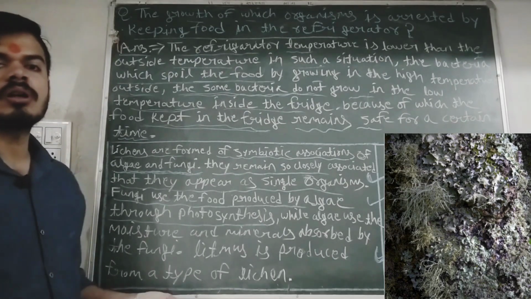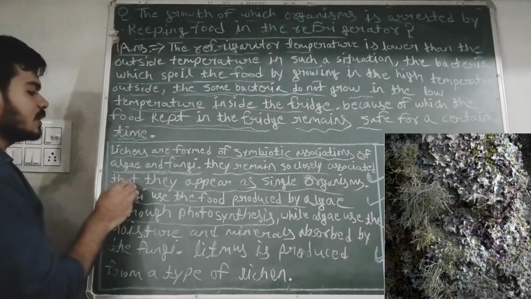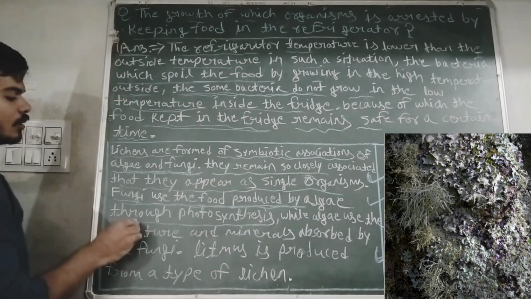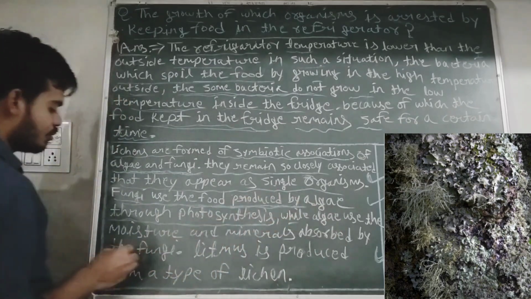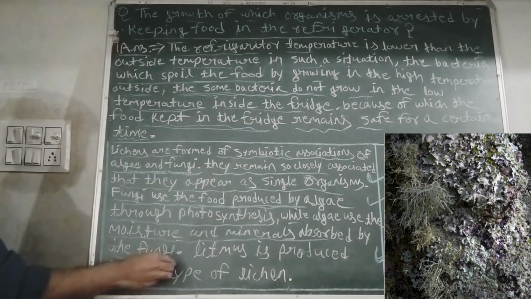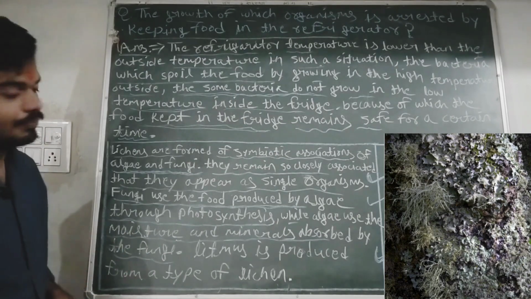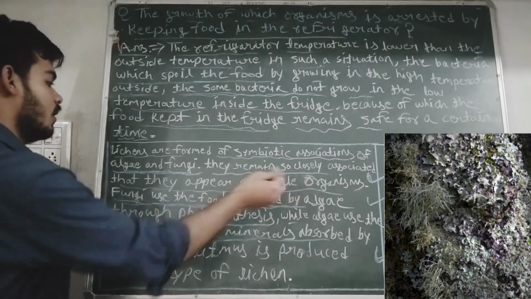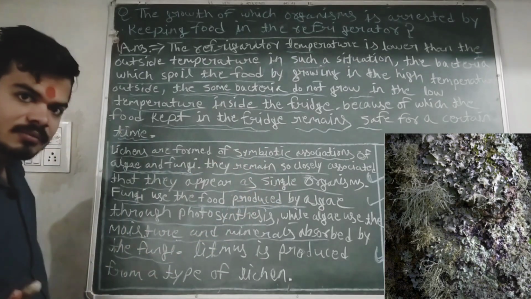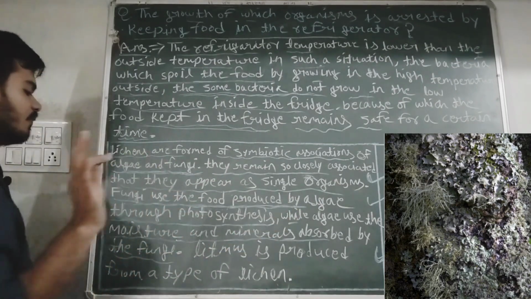How are the two organisms separate? The reason is, fungi use the food produced by algae through photosynthesis, while algae use the moisture and minerals absorbed by the fungi. Here fungi and algae depend on each other.